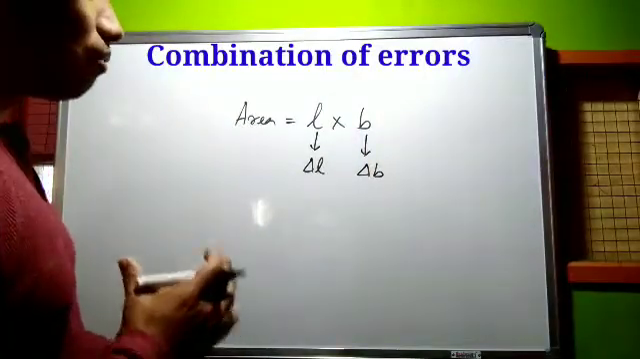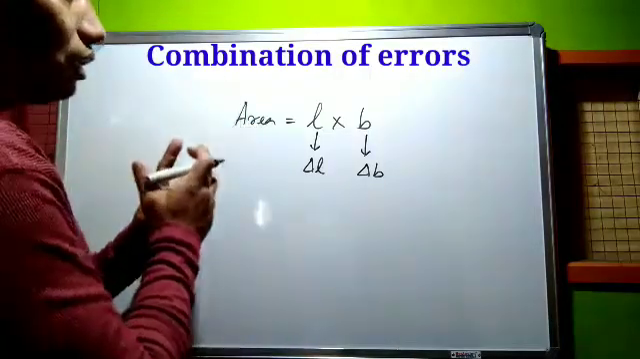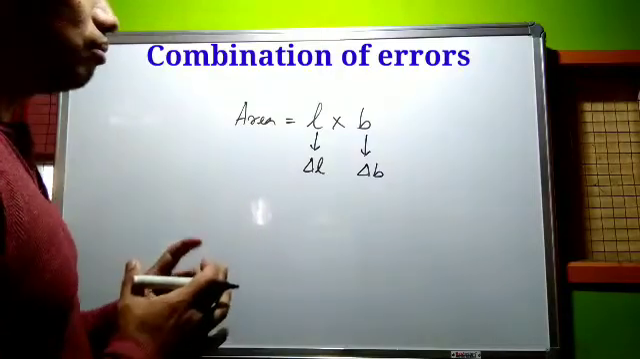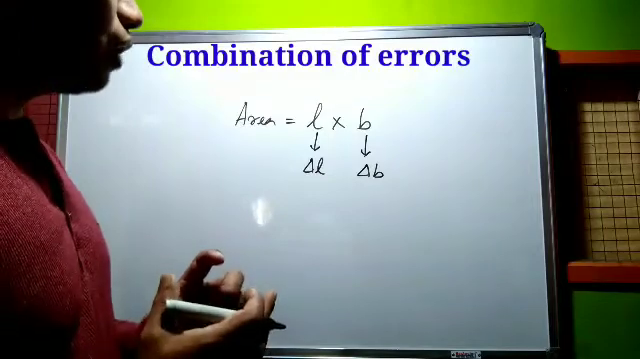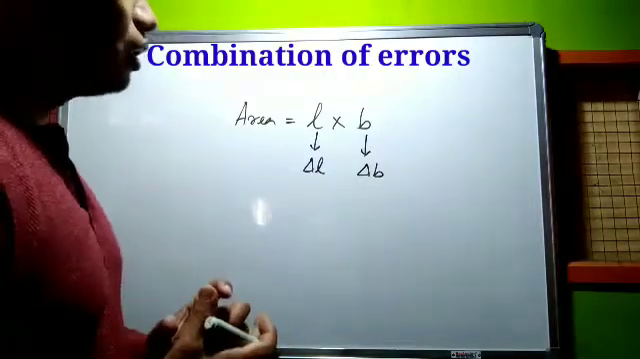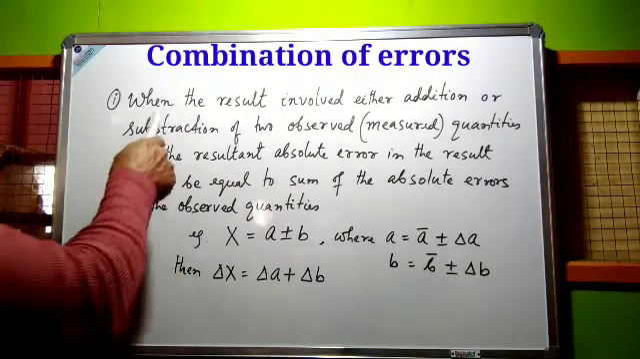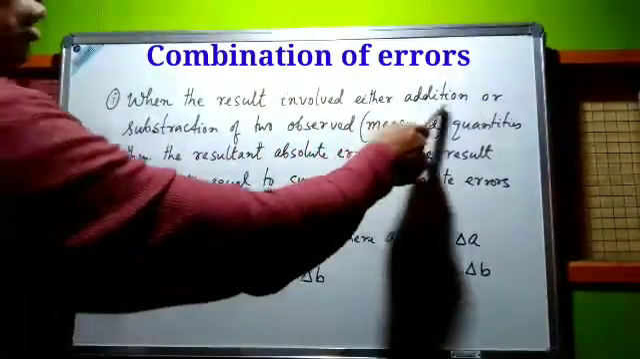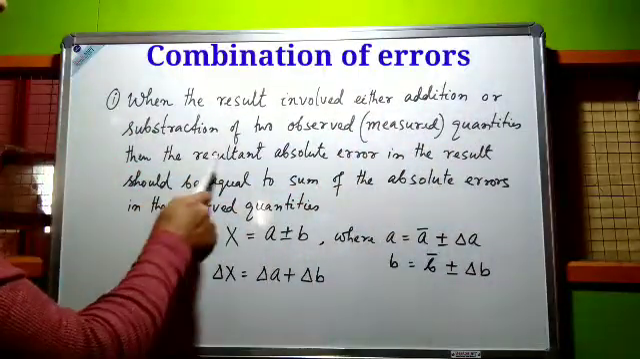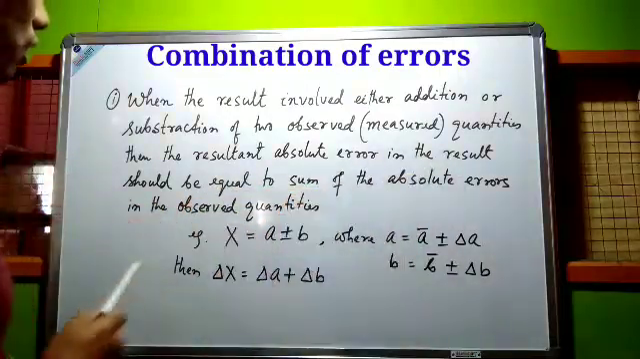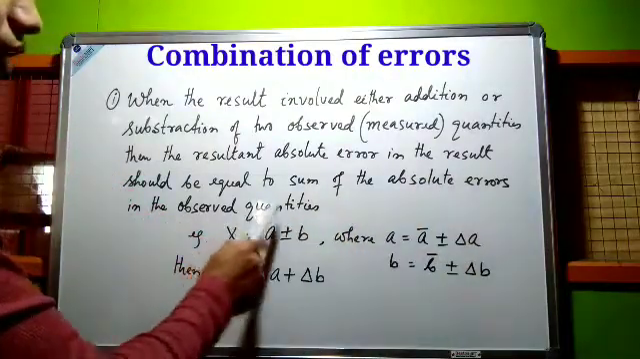So in order to combine errors in the result, that is the final result, we have to apply some rules. So here we have to discuss what are the rules in order to find out or in order to combine two or more errors. So the first rule is, when the result involves either addition or subtraction of two observed or measured quantities, then the resultant absolute error in the result should be equal to sum of the absolute errors in the observed quantities.